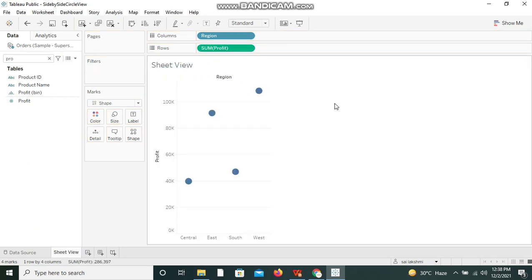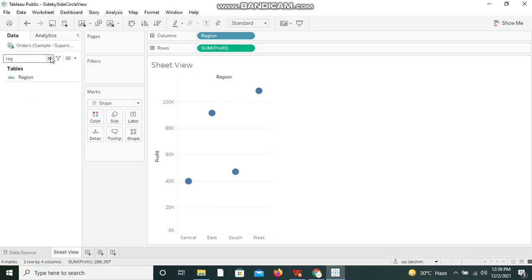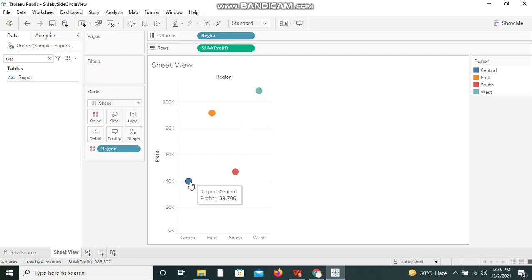Now the circle view is created, and at a glance you can understand Central is not doing well. I mean the profit is less, and the West region has the most profit. To differentiate the regions, I am adding the region to the color mark. So now you can easily differentiate which region has the highest profit and which region has the least profit. So for now we have Central has the least profit and West has the highest profit.